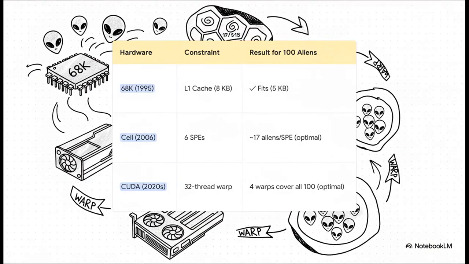And check this out. This is the final mind-blowing piece of evidence. The game had 100 aliens in its pool. Why 100? It sounds totally arbitrary, right? Well, it turns out 100 was the perfect number to fit neatly inside the tiny 8-kilobyte cache of the 68K chip. But get this. Decades later, it was also a near-perfect number to spread across the cores of a PlayStation 3. And today, it's an optimal number for a modern NVIDIA GPU to process in what are called warps. It just works every time.